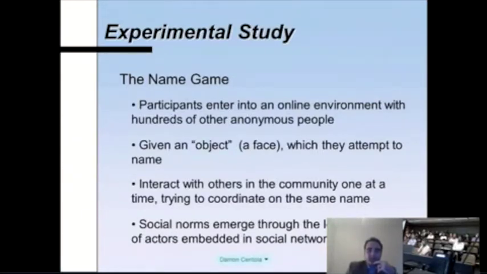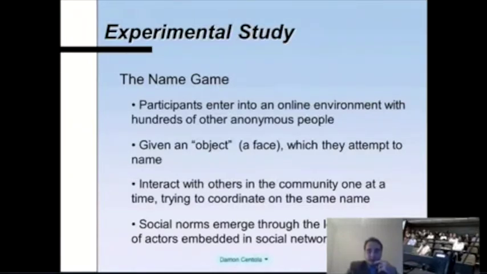Once they arrive in the study and the study starts, they're given an object to look at and try to name. In this case, it's a face. And of course, they interact in pairwise fashion with other members in the community, just as we would imagine the name game, to try to coordinate using the same name. And our goal is to see whether some coherent social norm emerges based on the interaction structure of the network.